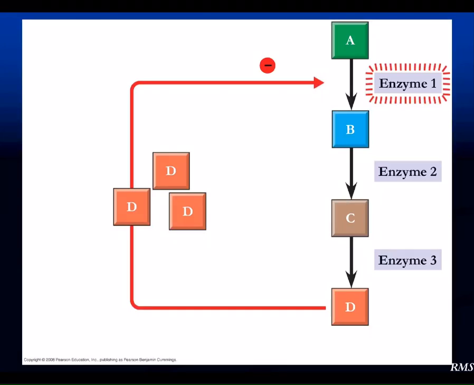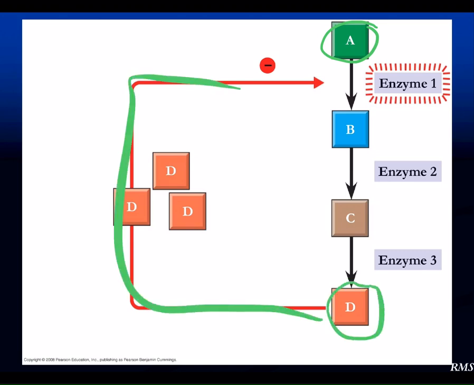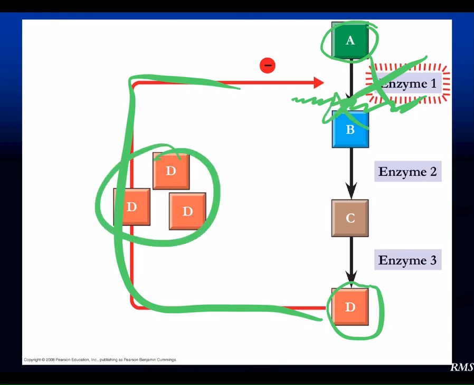So in this generic example, we have some sort of A that gets converted through B, C to D. And as D builds up, it basically stops this enzyme from working. If you stop this enzyme from working, you create a roadblock here, which means A can't be converted to B. No B means no C. No C means no D. So if you build up D and there's plenty of this and then it stops this, that's negative feedback.